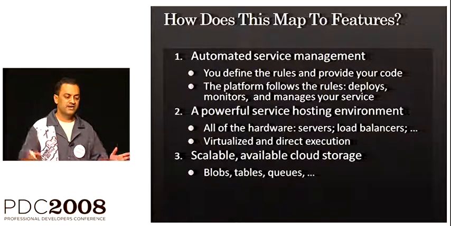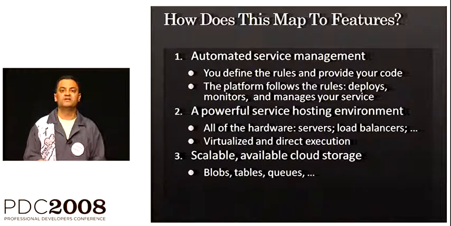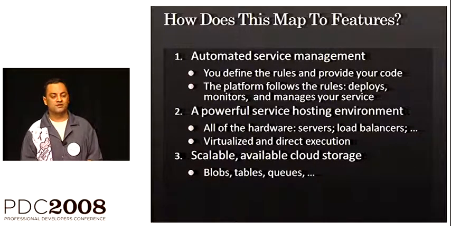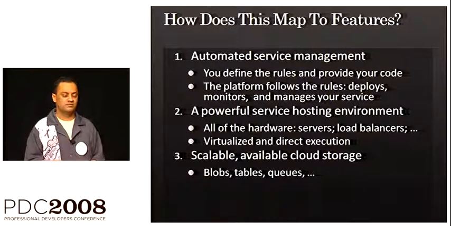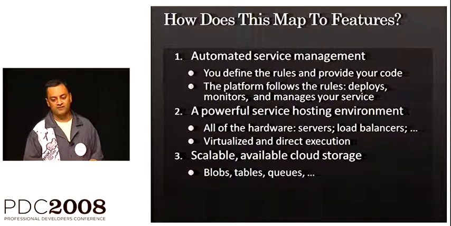The idea here is that you should imagine it to be an infinitely elastic file system in the cloud. There's a few simple abstractions like blobs, tables, and queues that service writers find useful.